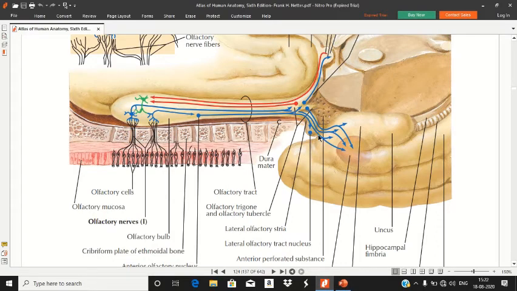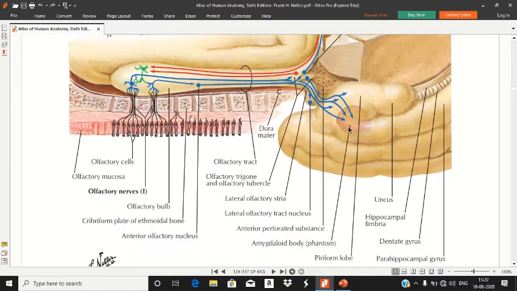which is incorporated in the corticomedial division of the amygdaloid body. Here you can see that amygdaloid body. So this is the amygdaloid body. Then the lateral striae is accompanied by a thin sheet of gray matter called the lateral olfactory gyrus, which is continuous behind with the gray matter of the gyrus ambiens.